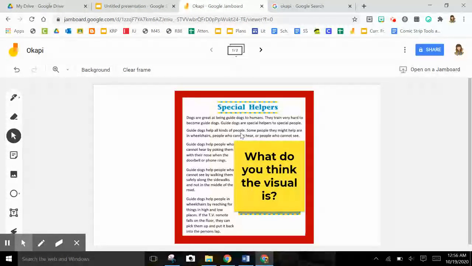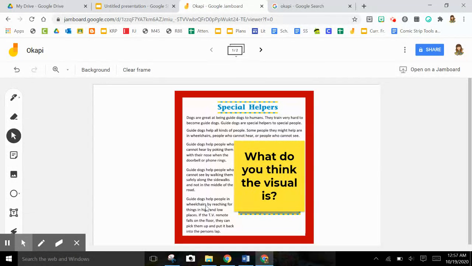Guide dogs help all kinds of people. Some people they might help are in wheelchairs, people who cannot hear, or people who cannot see. So deaf people, blind people, or people that are handicapped. Guide dogs help people who cannot hear by poking them with their nose when the doorbell or phone rings. Oh, cool. Guide dogs help people who cannot see by walking them safely along the sidewalks and not in the middle of the road because we don't want them to get hit by a car.